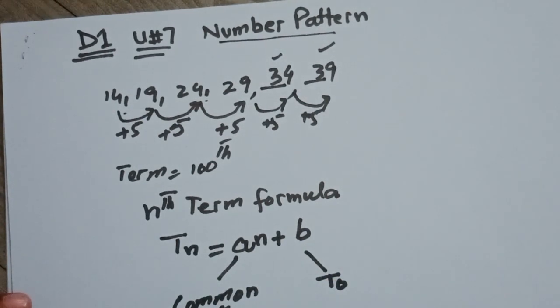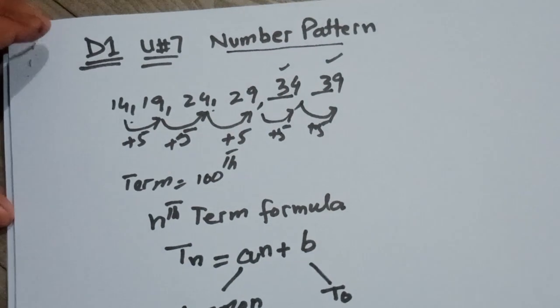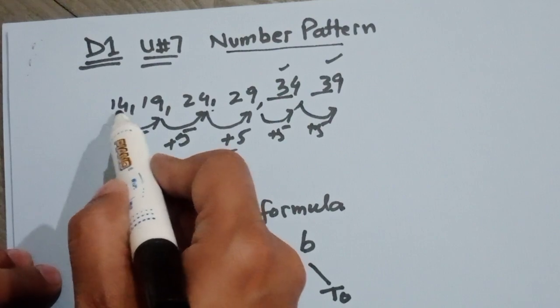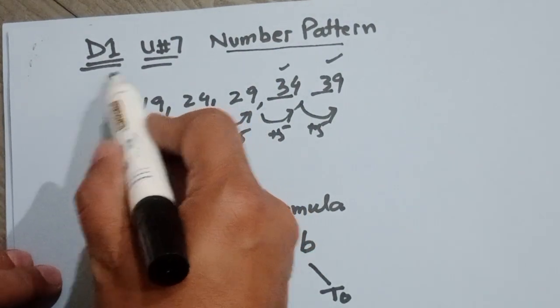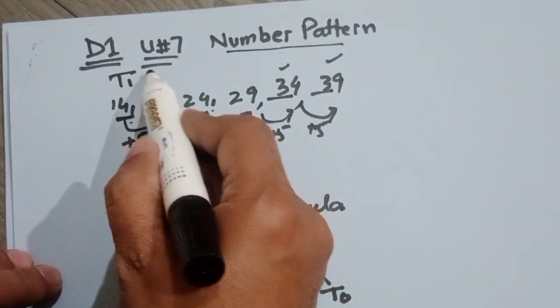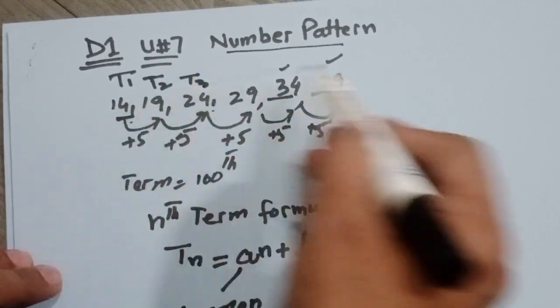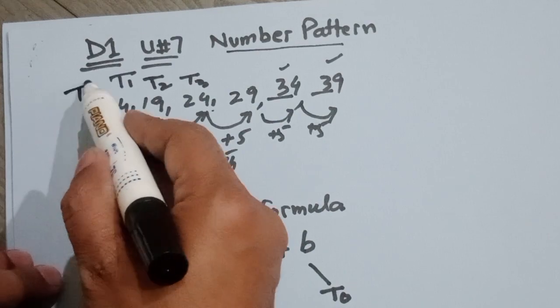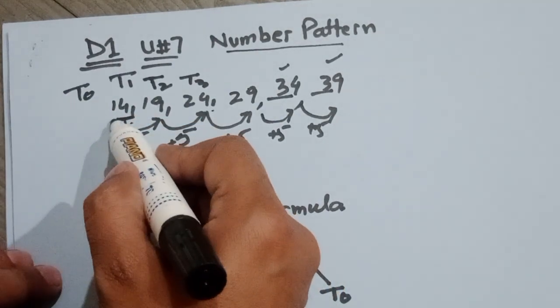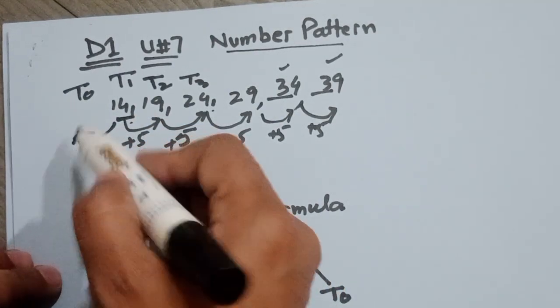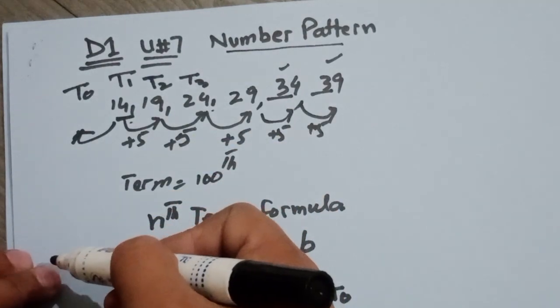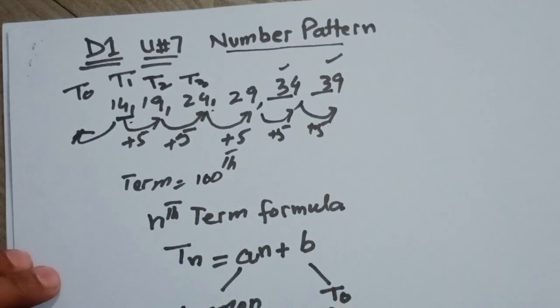T naught means the term just before your first term. Over here, this is our first term, T1, term 1. 19 is term 2, 24 is term 3, and so on. So what will be your T naught? A term just before your first term, and the first term is 14. How can we find T naught?